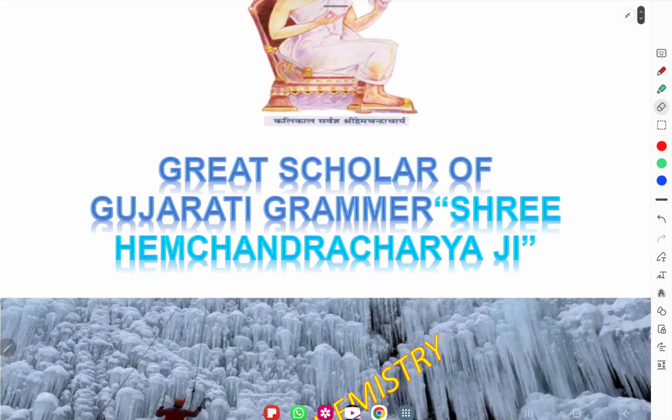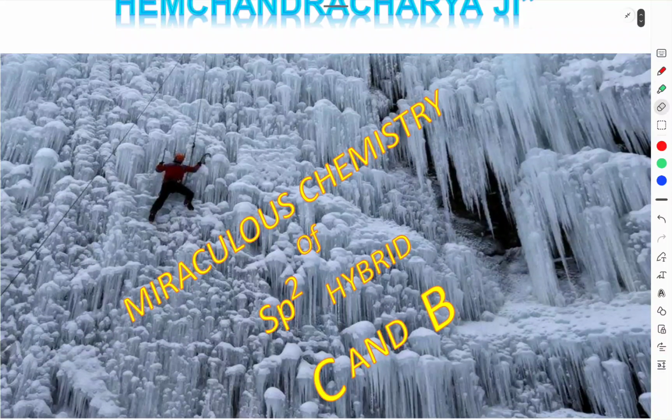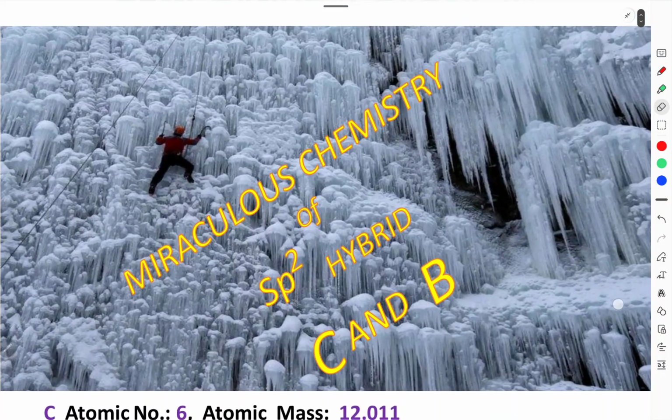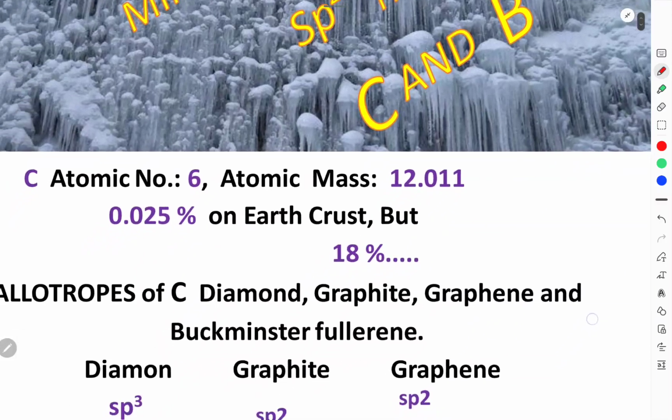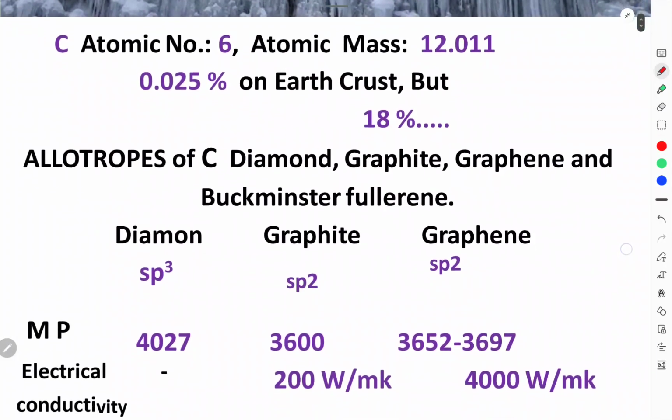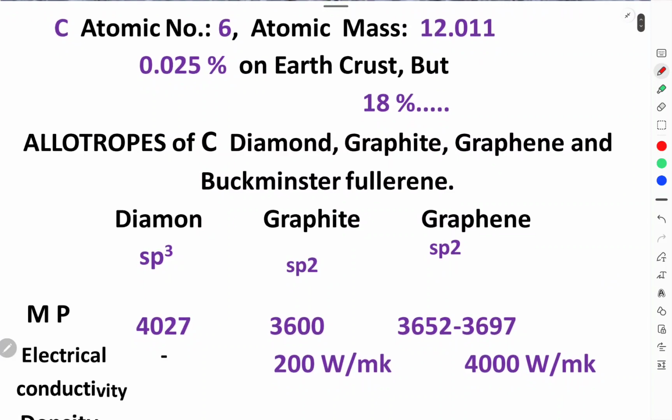Now, I come to the point of what I am going to talk about in this lecture. I am talking about the miraculous chemistry of sp2 hybrid carbon and boron. That will take a number of lectures. But as I said in the beginning, this is a very introductory part which we must know at the very primitive step. I will come to the description, or rather specification, and some properties of carbon.